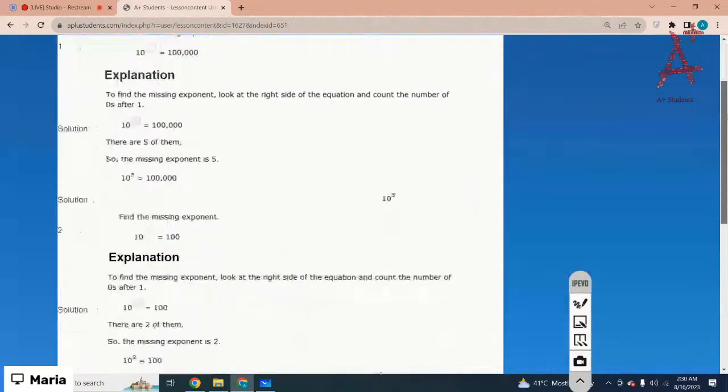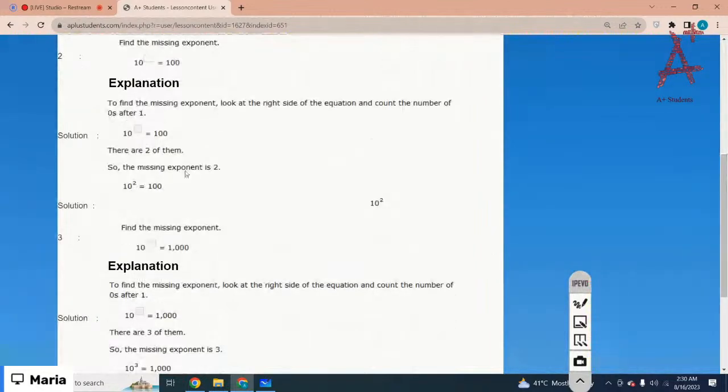Okay, the next one is find the missing exponent. You have to count the number of zeros, right? You have 1000, so you have 1, 2, 3 zeros, right? That means you can write it as 10 exponent 3 because you're working with powers of 10. So you just have to count the number of zeros, right?